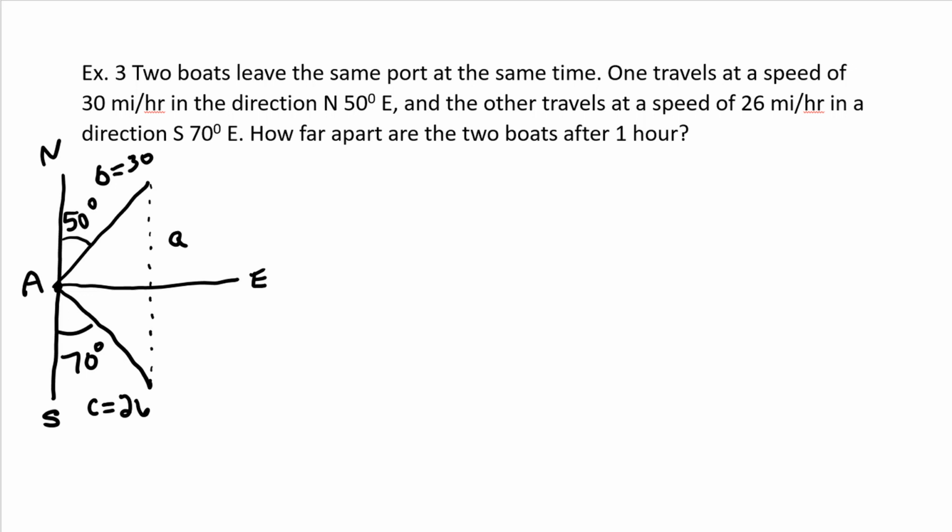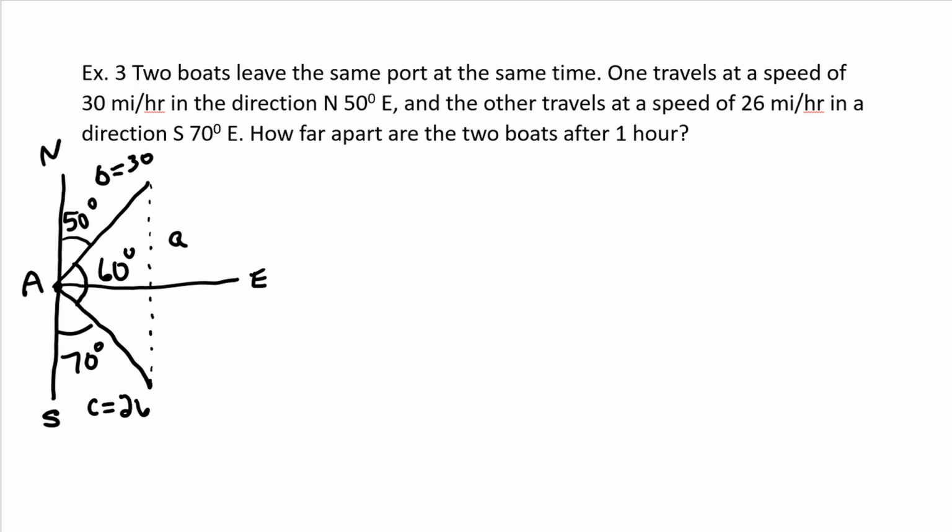Now let's begin by computing the actual inside measurement for angle A. Since it's on a line, there's 180 degrees total. We have 50 degrees for the one going north and then bearing east. We have 70 degrees for the one going south and bearing east. So 180 minus 120 gives us an interior angle of 60 degrees.